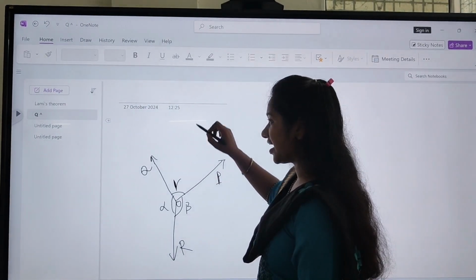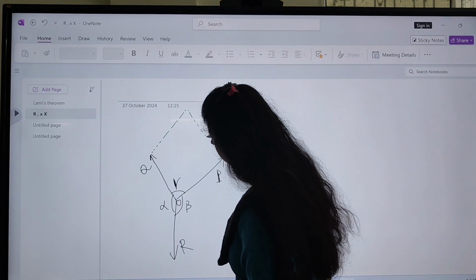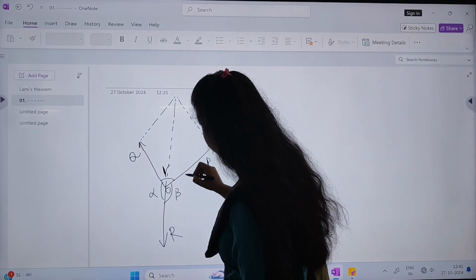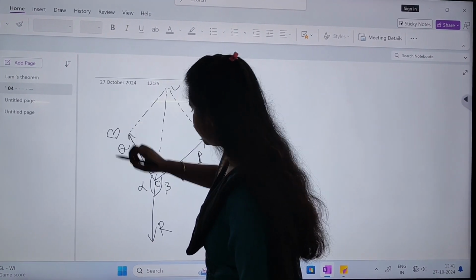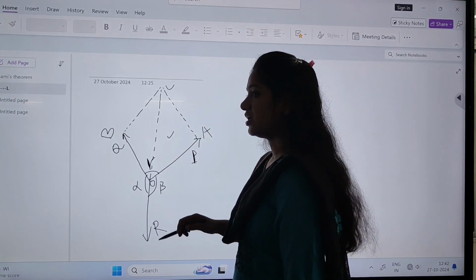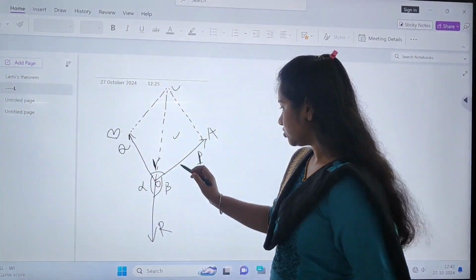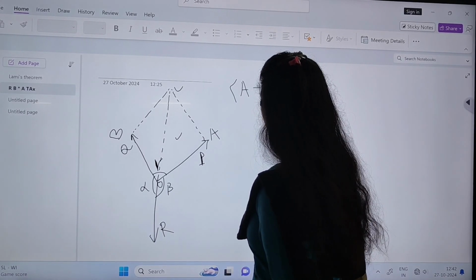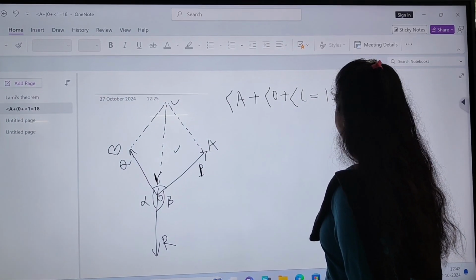First, we extend the diagram and draw a parallelogram, and name the parallelogram. Next step, first we prove this triangle. We know a triangle's three corners sum to 180 degrees. So here corner A plus corner O plus corner C equals 180 degrees.